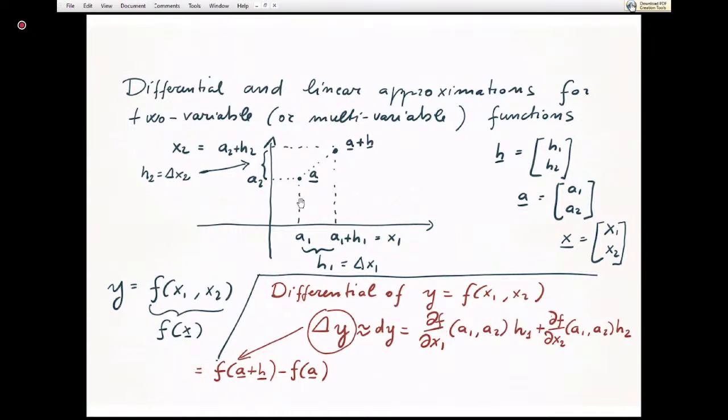If I assume instead that x1 is fixed at the level a1, and I change only x2, I would have an increment h2 of variable x2. I would regard the function only as a function of x2, and I will measure the differential, which is the approximation of the change of my function, by multiplying the corresponding derivative at the initial point times the increment, okay?